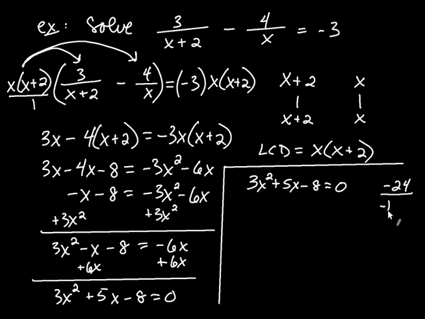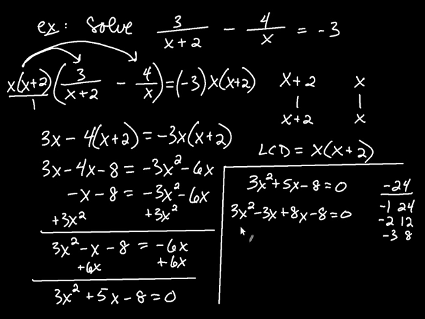So let's see, negative 1 and 24, no, these add to be 23. Negative 2 and 12, no. Negative 3 and positive 8. These work, right? They add to be positive 5. So you take those two numbers and you replace the 5x with negative 3x plus 8x. So it's going to be 3x squared minus 3x plus 8x, and don't forget minus 8 is equal to 0.